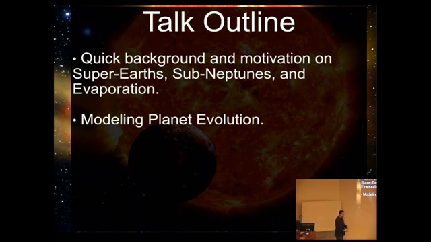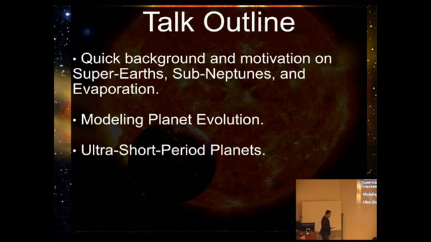Then I'll go just a little bit into how we model planet evolution to take into account this physics. And then I'm going to focus in particular on what I think is a very interesting and useful population of planets, the ultra-short period planets. These are the newly discovered planets that have orbital periods of less than a day or so. And I think these planets are incredibly useful.